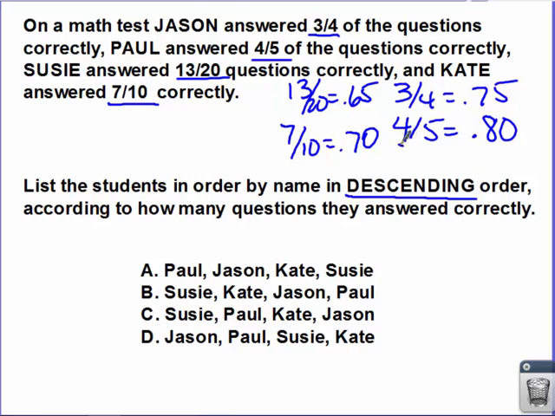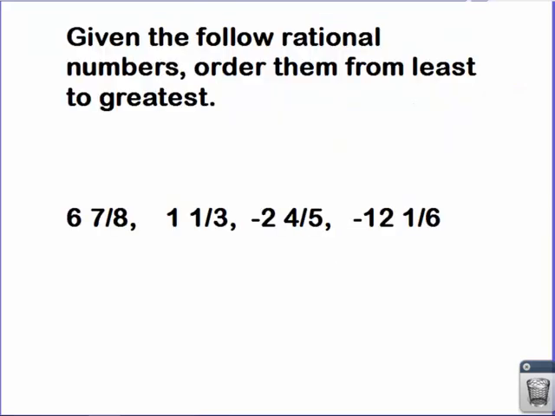Now I'm looking for descending order, so that means I need the biggest one first. The biggest one is 4/5, and 4/5 happens to be Paul. So I need an answer that's got Paul first. There's only one answer that has Paul first, so we know that the answer is A. So let's look at one more before we look at some star type questions.